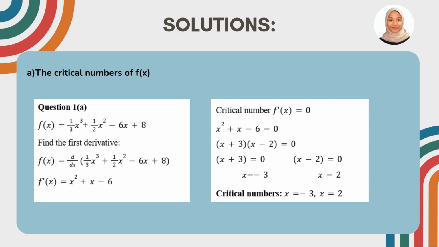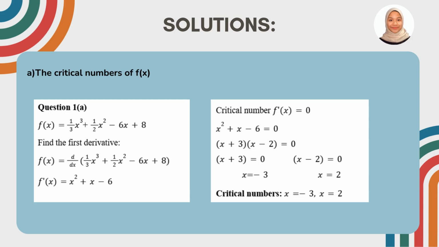In this question, we have to find the first derivative of the function f(x) = d/dx of (1/3 x^3 + 1/2 x^2 - 6x + 8). So the first derivative of this function is f'(x) = x^2 + x - 6. For the critical number, it occurs when the first derivative is equal to 0. Since this derivative is defined for all values of x, the equation is x^2 + x - 6 = 0.